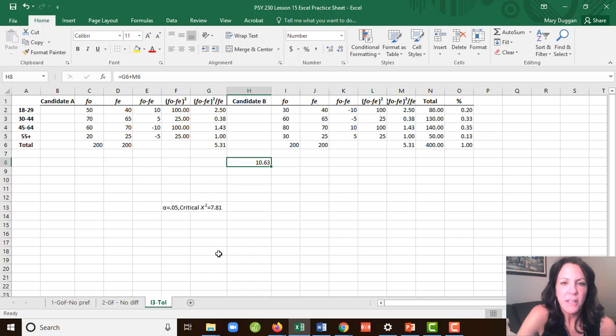So let's think about the significance level of 10.63. First of all, let's think about our degrees of freedom. We have 4 categories here and 2 categories here. So 4 minus 1 is 3, and 2 minus 1 is 1, so our degrees of freedom are 3. So if we look at our distribution table, we're going to look for 3 degrees of freedom at 0.05. I've already kind of filled that in for you. That value is 7.81, and our calculated chi-square was 10.63. We are going to reject the null hypothesis. We're going to say that candidate choice does depend on age.